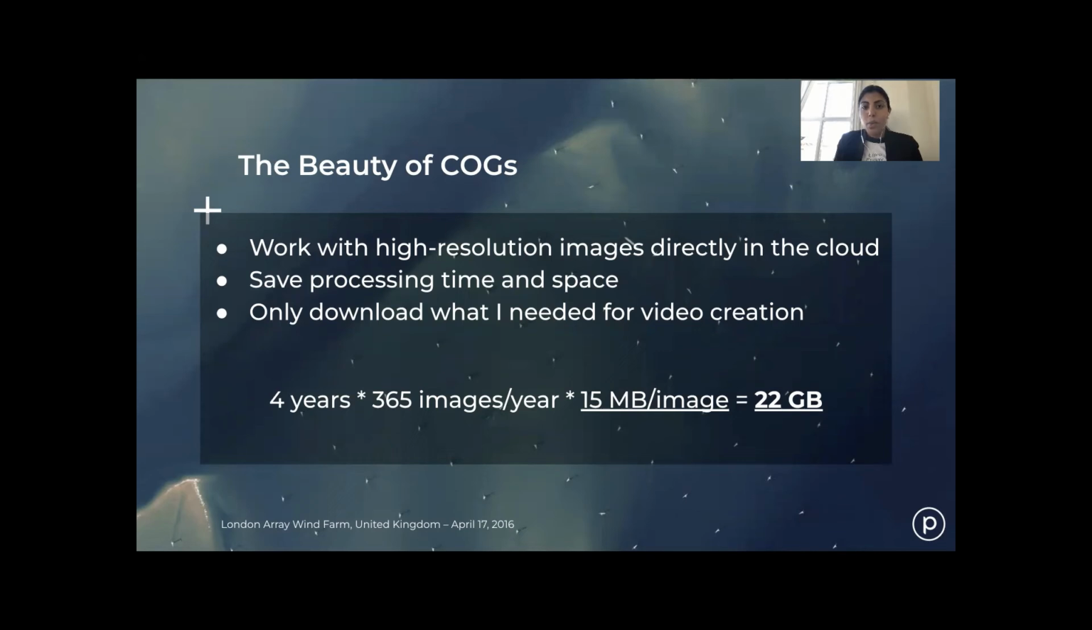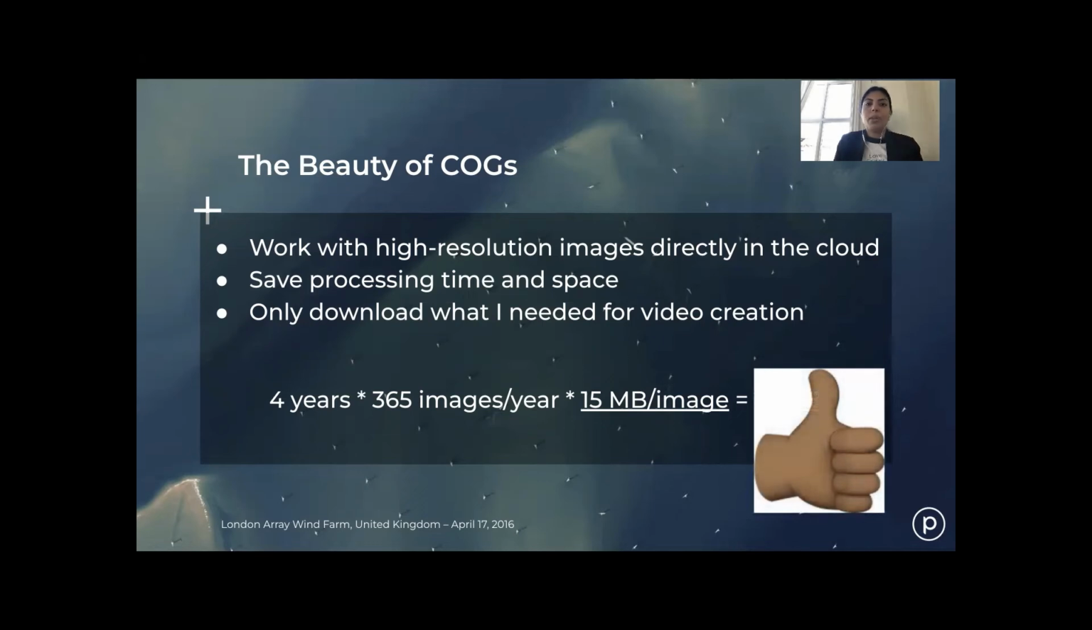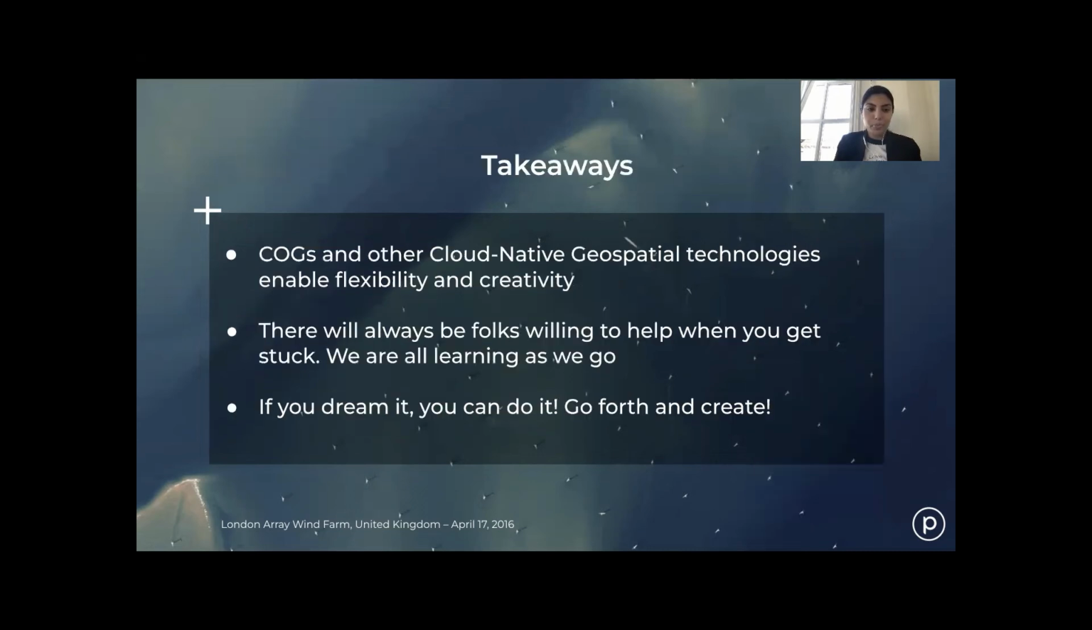So the beauty of COGS that allowed me to do this, I got to work with the same high resolution data that I wanted to work with, but directly in the cloud. This allowed me to save processing time and space because I was only working on that small subset window. And I only really needed to download that because that's what I needed instead of downloading the whole imagery. So 4 years, approximately 365 images per year, only about 15 meg per image, which is 22 gig. That is pretty workable. And that was just for one image. So I could work with more images than that if I wanted to.